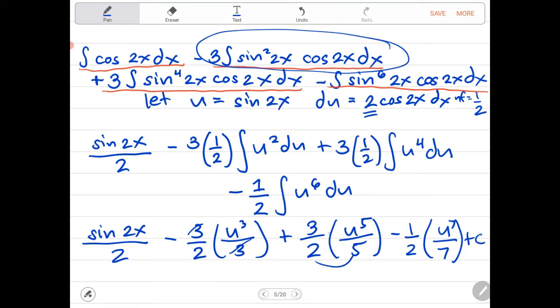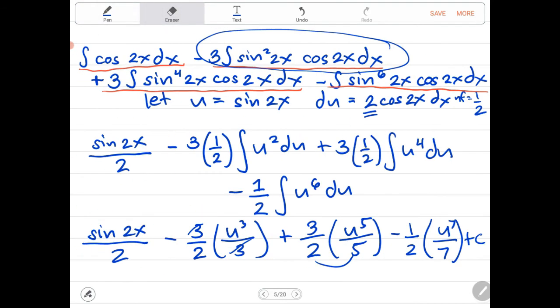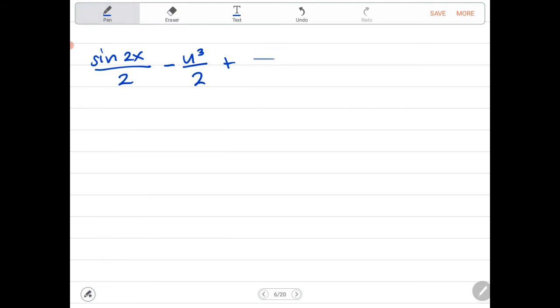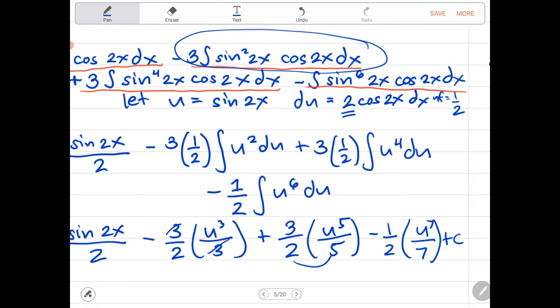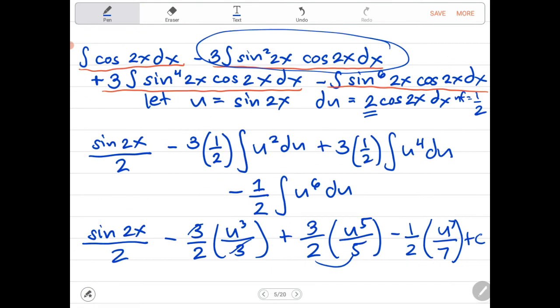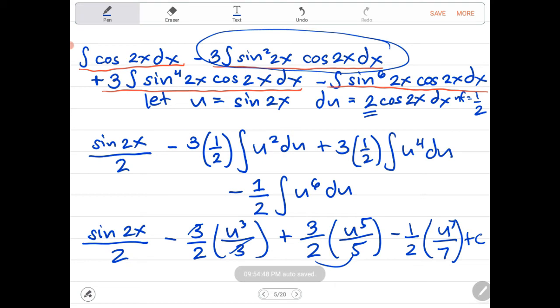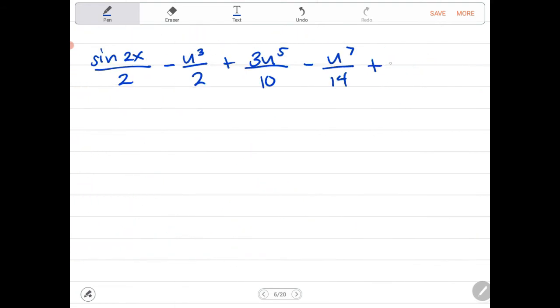Okay, so multiply, that is 10, plus u, 3u raised to 5 plus 3u raised to 5 all over the denominator, which is 2 times 5, that is 10. Then the last term, minus u raised to 7 over 14. Okay, so 2 times 7 is 14, plus c.